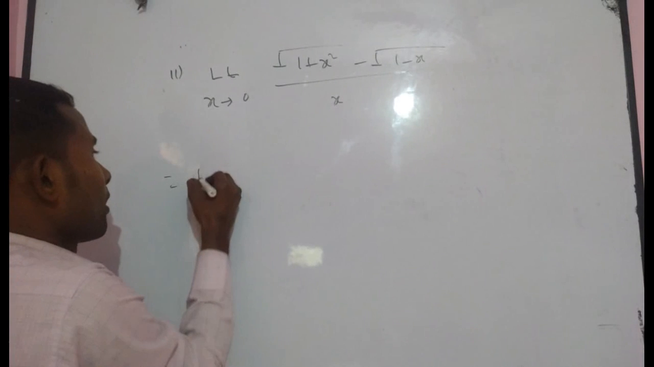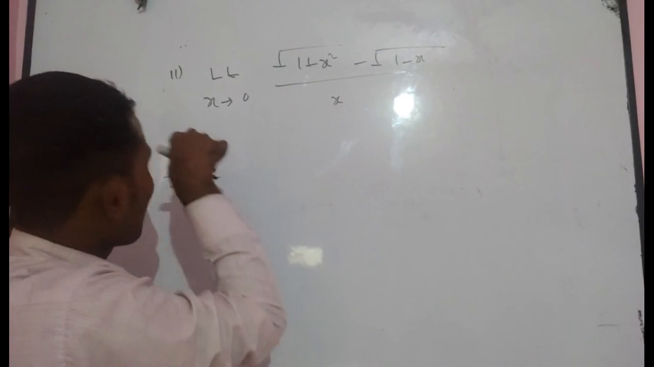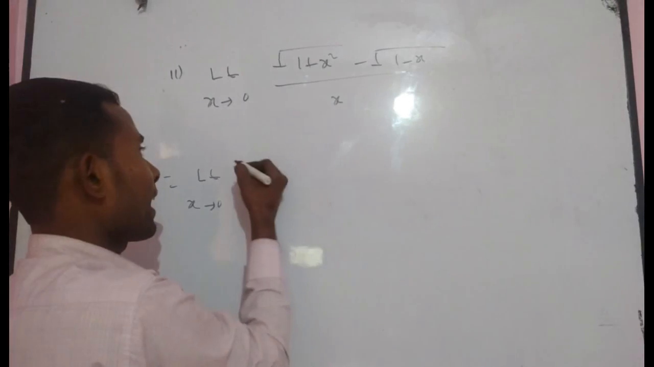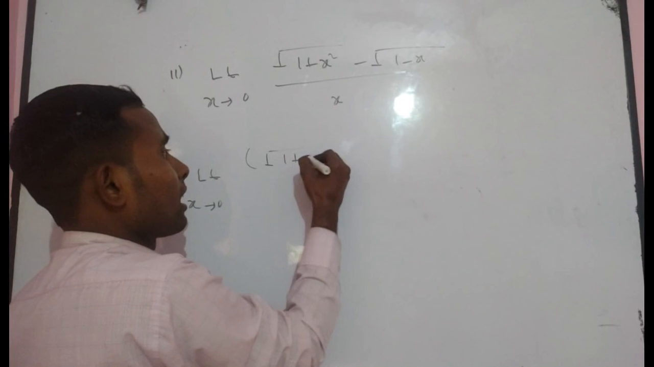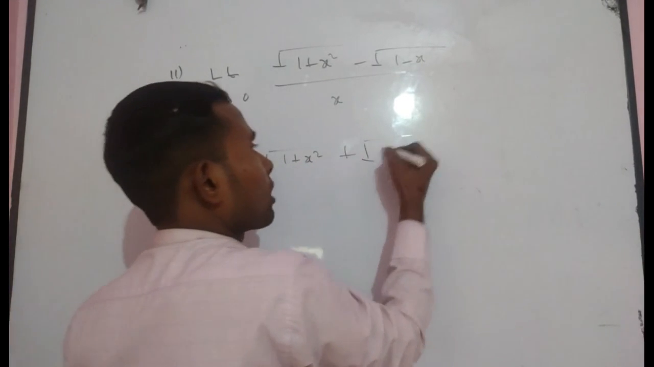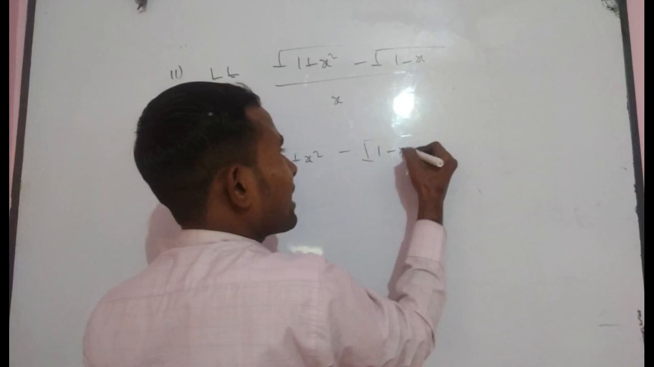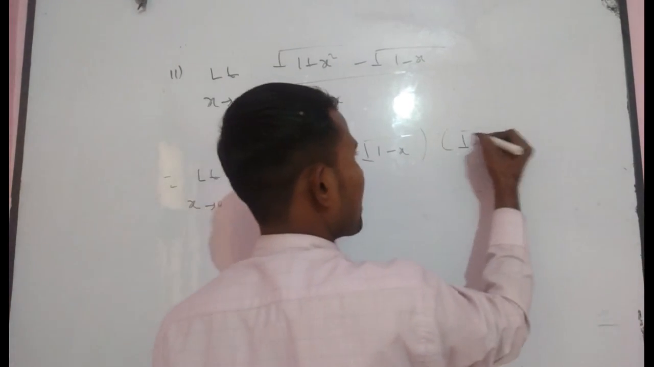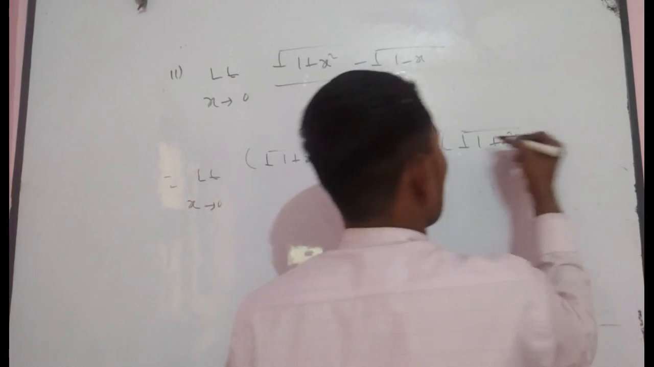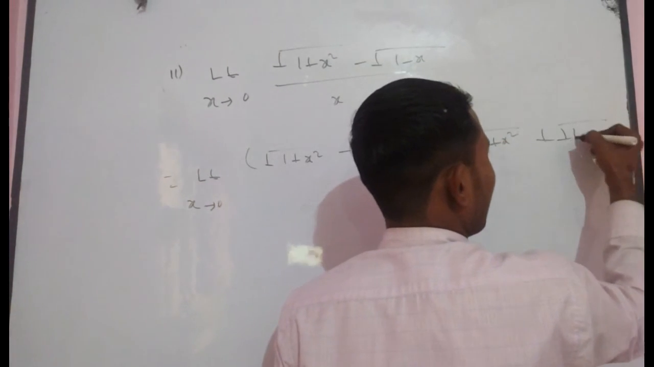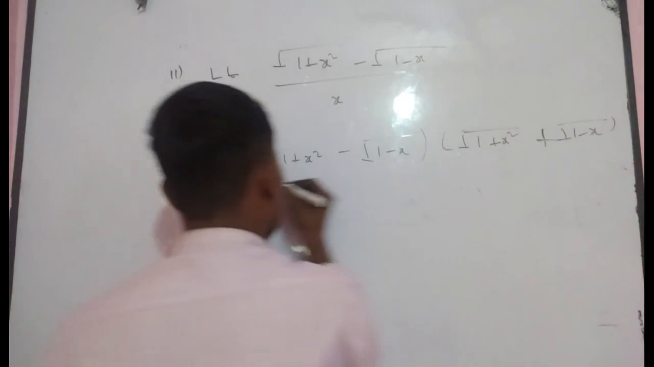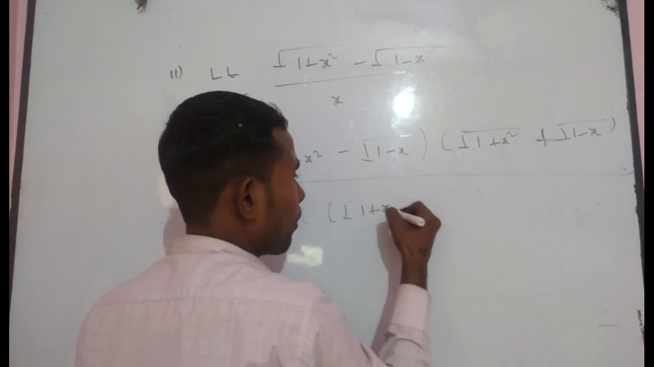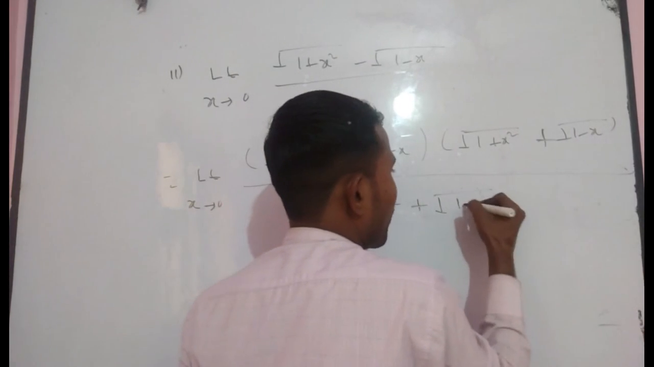So you have to simplify by multiplying by the conjugate of root under 1 plus x square minus root under 1 minus x. If you multiply by its conjugate, what do you get? Under root 1 plus x square plus root under 1 minus x. Conjugate will be what? Simply minus is replaced by plus and the remaining term will be the same. So you have to write under root 1 plus x square plus under root 1 minus x. In the denominator, you also have to multiply by the same term, that means under root 1 plus x square plus under root 1 minus x.